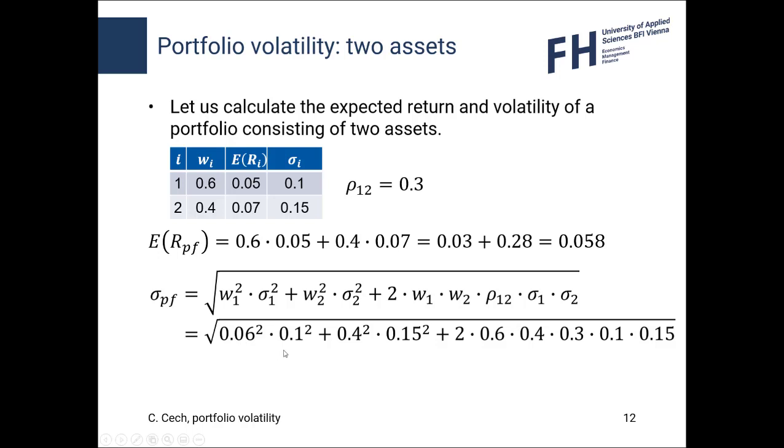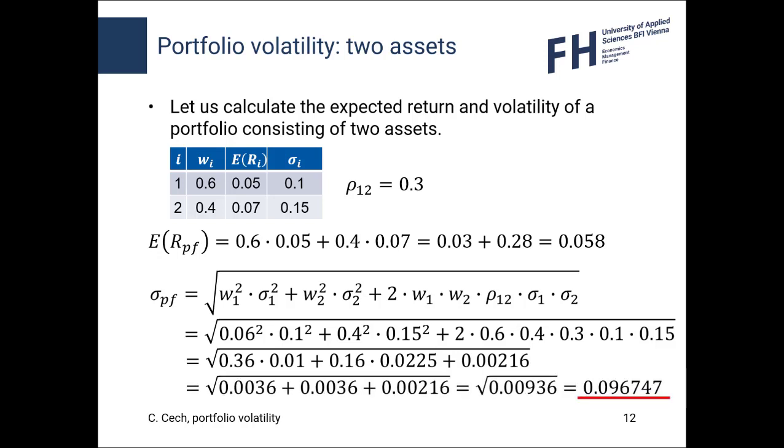Weights, volatilities. First we have to square them, and then 2 times weight 1, weight 2, the correlation which we find here, sigma 1 and sigma 2. You see, the resulting volatility is 9.6%, a little bit less than 10%.